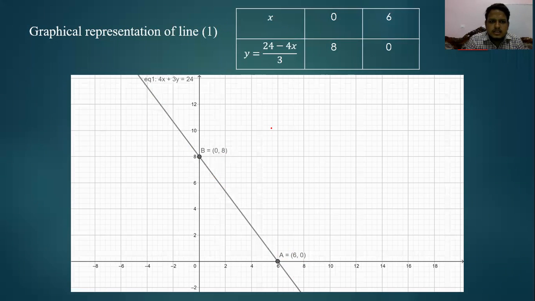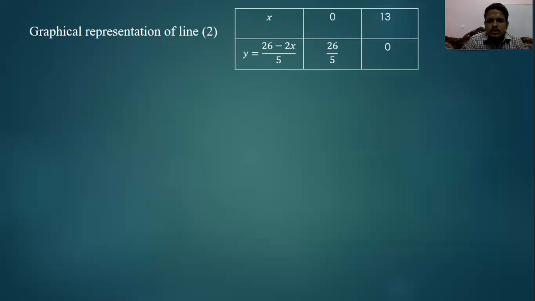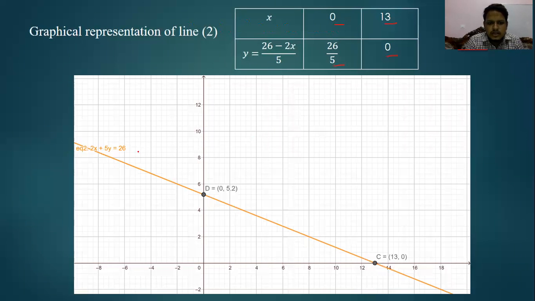So now we will see the graphical representation of line 2. So we have y equal to (26 minus 2x) by 5 by applying some algebraic operations. And if we put x equal to 0, then we will get y equal to 26 by 5. And if we put y equal to 0, then we will get x equal to 13. So from here we get 2 points, (0, 26 by 5) and (13, 0). Then we will join both the points. Then the graph will look like this. D point that is (0, 26 by 5), that is 5.2, and C point that is (13, 0).